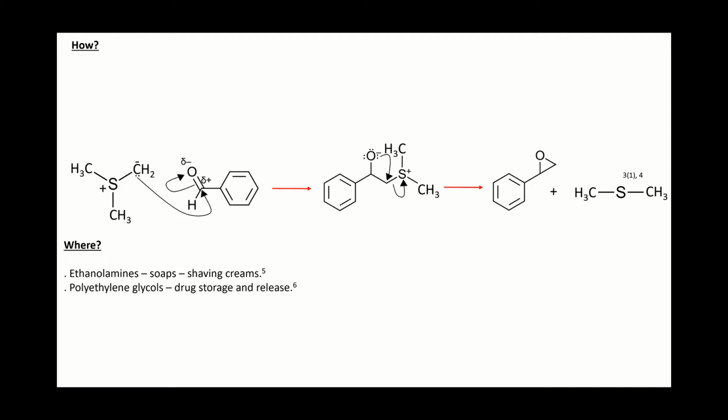Although oxyranes can also be used in the production of polyethylene glycols. These can be used to create gels that can store and release drugs. Now here's an example of what one of these gels would look like. And lastly, they can be used to create epoxy resins, or better known as adhesives.